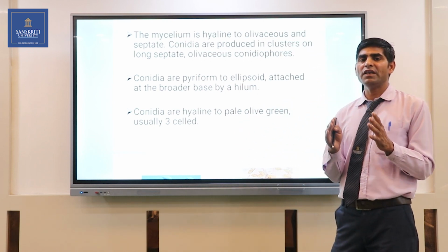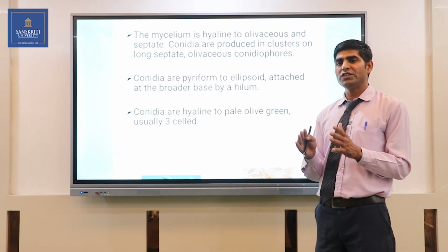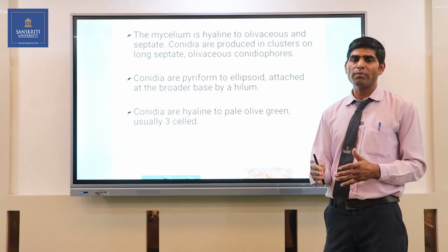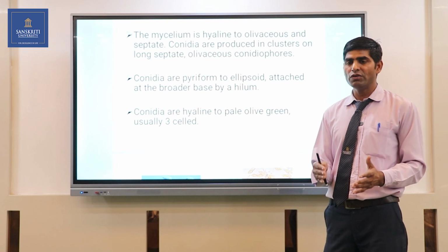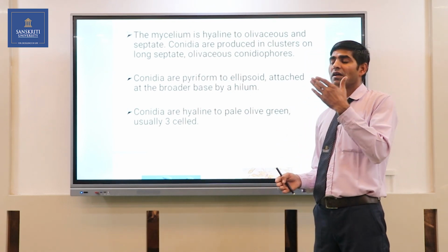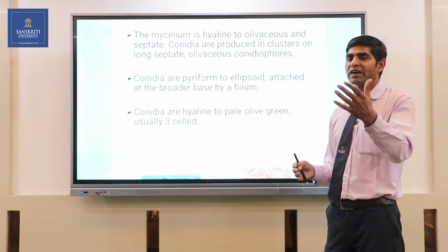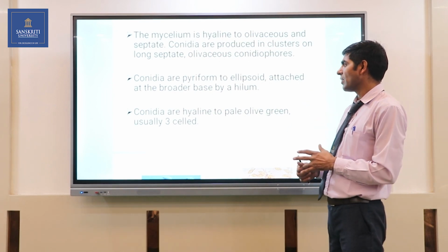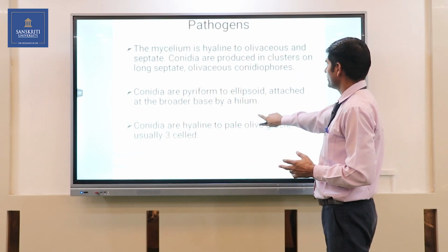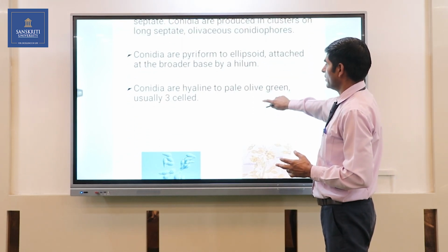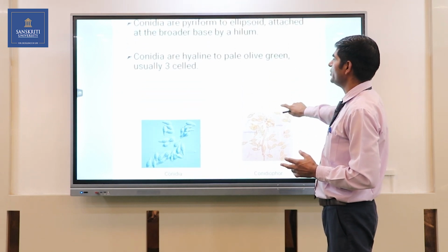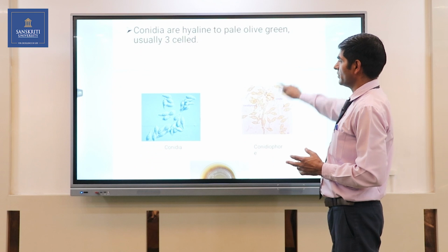Primary infection is generally the initiation of the disease. It may be from the conidia, it may be from a volunteer plant, it may be from crop residue. Secondary infection means the infection from the infected plant to a healthy plant. So these are the transmission of the disease. Now we discuss the morphology of this pathogen.